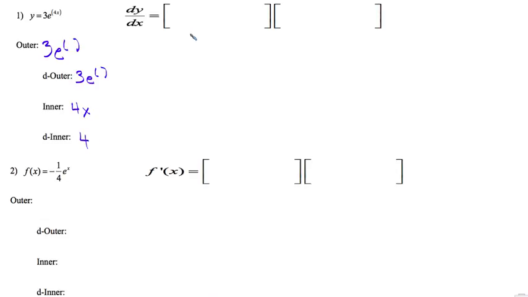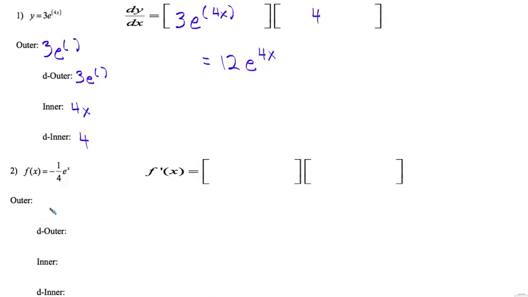So just go ahead and multiply daughter by dinner. Daughter is 3e to that something. That something is 4x. And our daughter is 4. So our final answer is equal to 12 times e to the power of 4x. All right, go ahead and pause the video. Make sure you have done number 2.